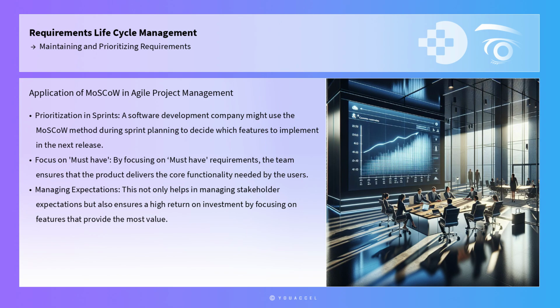A practical application of the MoSCoW method can be observed in agile project management environments where time and resources are often constrained. For instance, a software development company might use the MoSCoW method during sprint planning to decide which features to implement in the next release. By focusing on must-have requirements, the team ensures that the product delivers the core functionality needed by the users, while should-have and could-have requirements are scheduled for future iterations. This not only helps in managing stakeholder expectations, but also ensures a high return on investment by focusing on features that provide the most value.